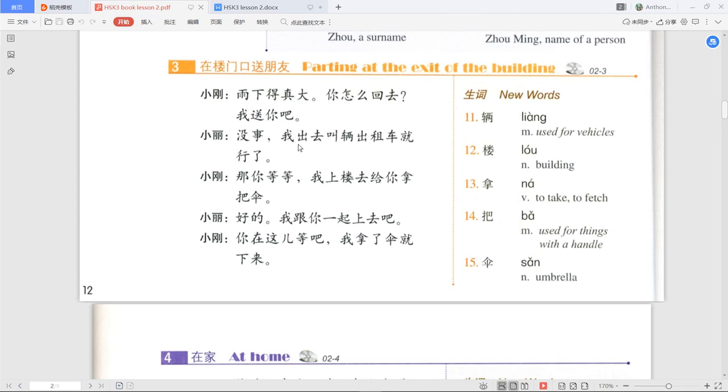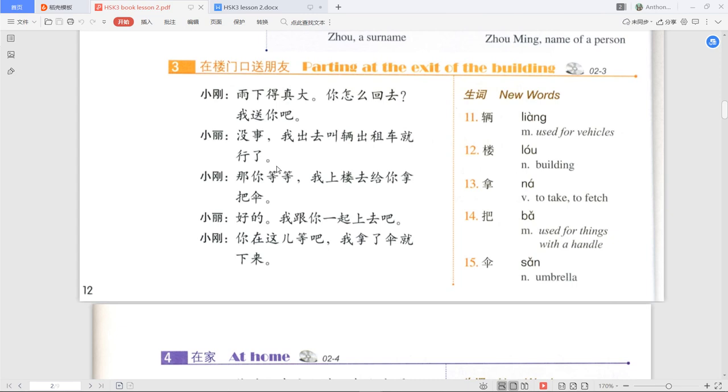我出去 I go out. 叫 means shout or call. 辆 is a measure word. 出租车 taxi. 就行了, 就 means then. 行了 means okay. So we still have many vocabulary here. 我出去, I go out. 叫, if we say 叫一辆 maybe it's clearer. To call one taxi, 叫一辆出租车就行了. 就 here means then, it does not mean as early as possible. 就 then, 行了 means okay. Or it works, 行了 means it's fine, it's okay.